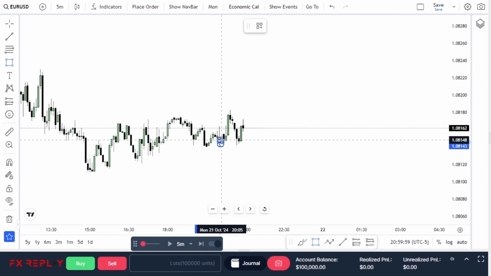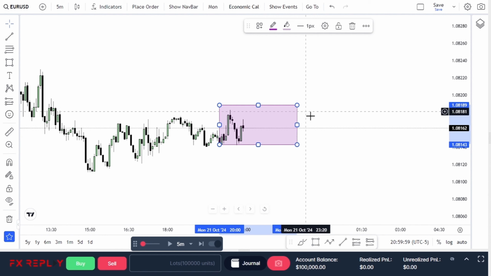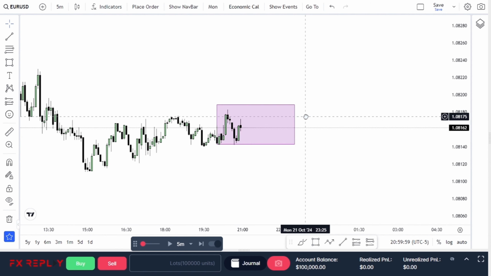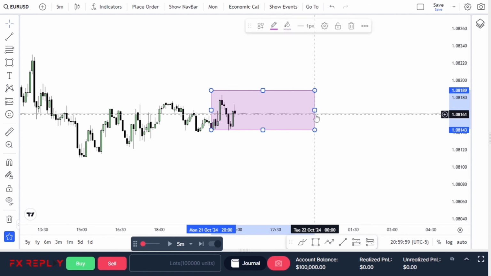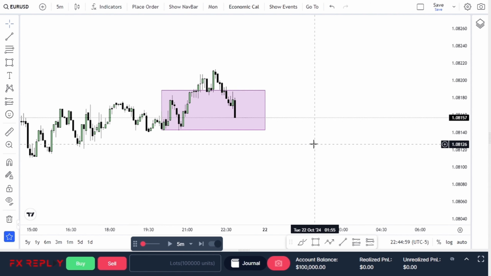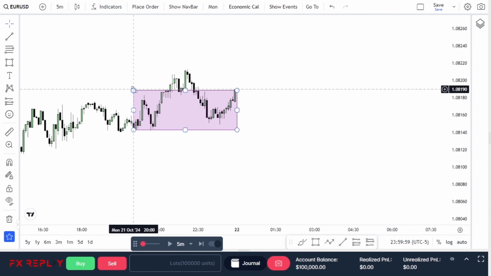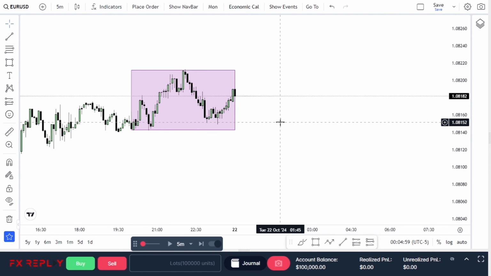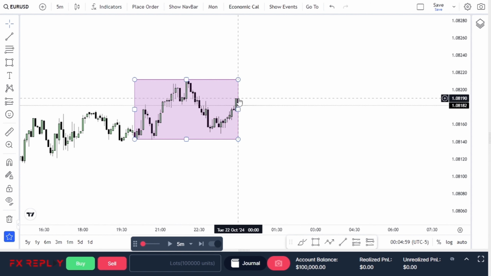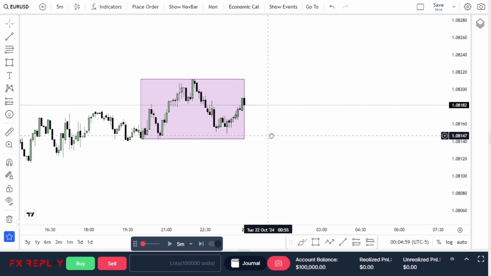Now we will wait for the market to create a range in the Asian session, and then we will look for our entry in the London session. So this is our Asian range. Now we will wait for the market to manipulate to the upside or downside according to our bias.